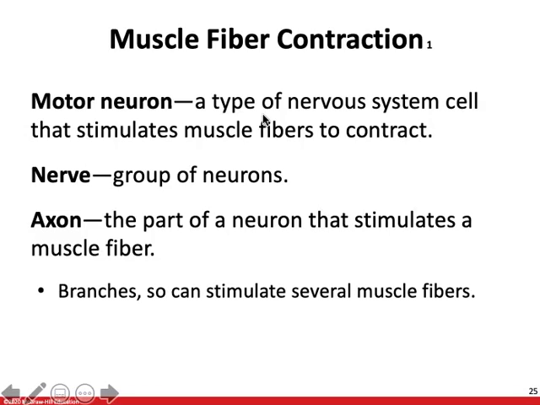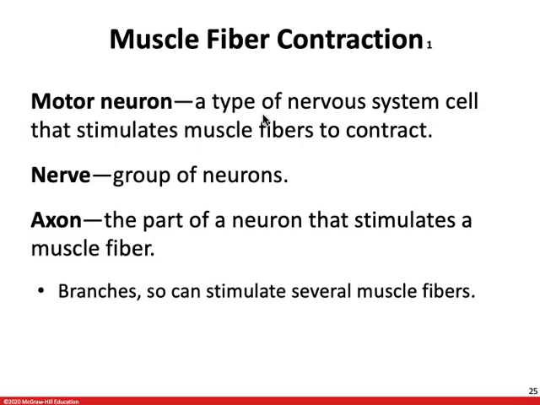There are several different cells that are going to be involved in muscle contraction, so it's not just about the muscle fibers, but we're also going to need our motor neurons. These are going to be a type of nervous system cell that stimulates the muscle fibers to contract. Like we said, the skeletal muscles are under our voluntary control, thus we are going to need somebody to control them, to send the message and say, hey, it's time to contract. This is going to be done with our motor neurons.